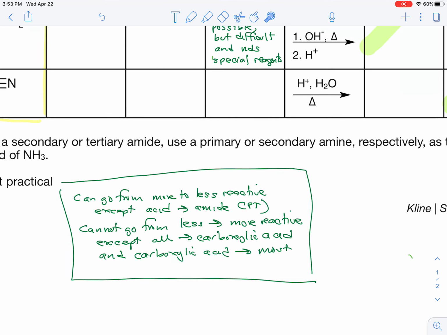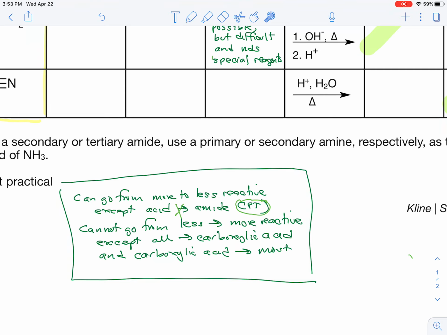A general rule is that you can go from something that's more to less reactive, and there are a few exceptions to that. You cannot go from a less to a more reactive. The exception is that you cannot go from a carboxylic acid to an amide, because what happens there is you get a proton transfer instead.